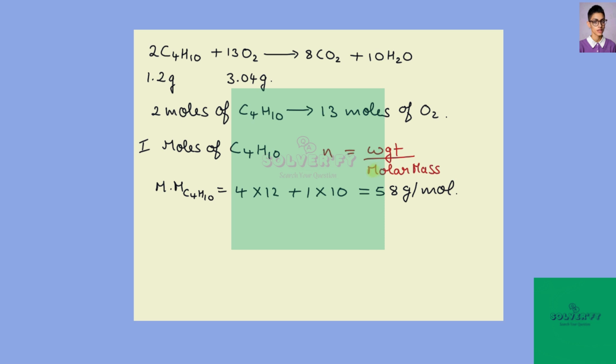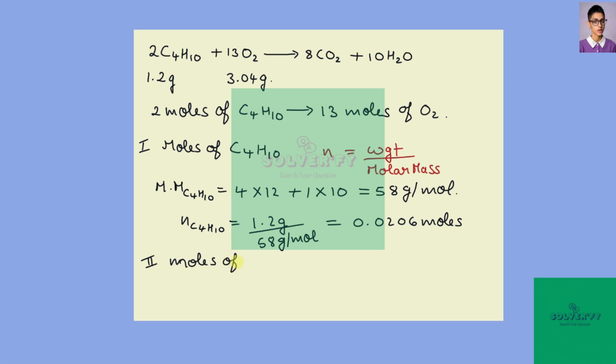Now let's put the value of the molar mass and the weight to calculate the number of moles of C4H10. The weight of the butane is given as 1.2 gram divided by its molar mass, which is 58 gram per mole. By calculating, we get the number of moles, which is equal to 0.0206 moles.